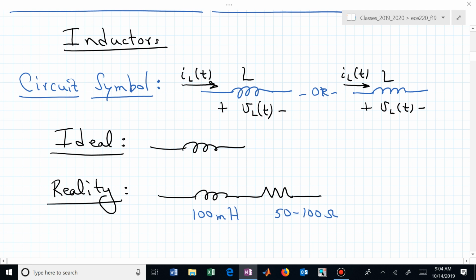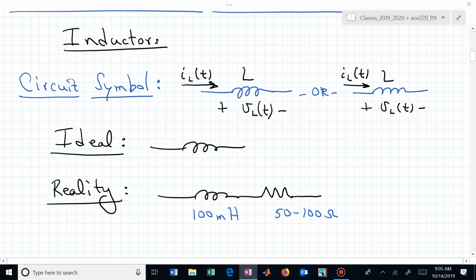I say ideal because you can now see we have a reality show at the bottom, and the ideal a little bit above that. Reality is you actually have some dissipation in that inductor. There is some resistance, but we will just assume that our inductors are ideal most of the time in this class. We'll have resistors to account for the dissipation of energy in our circuit.